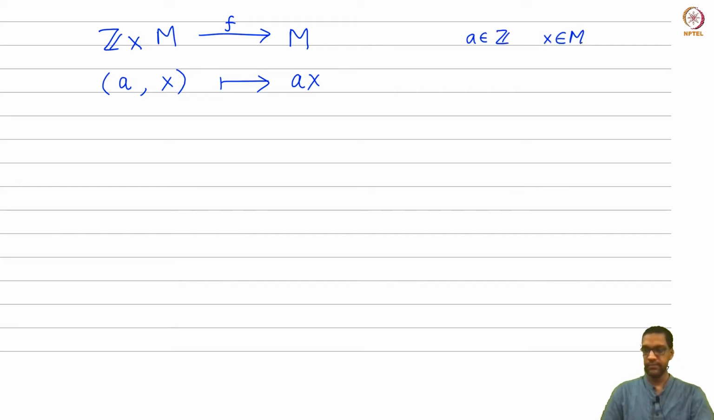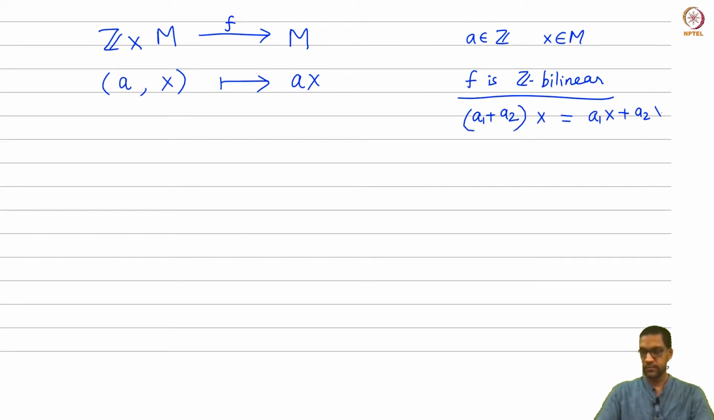Okay, M is a Z module, so I know what scalar multiplication by an integer means. Now observe that F is bilinear. F is in fact a Z bilinear map. It's easy to check because that's just the module property. If I take a sum of two scalars, I get this, or if I keep the scalar fixed and take a sum of two module elements. Good, so I have a Z bilinear map.